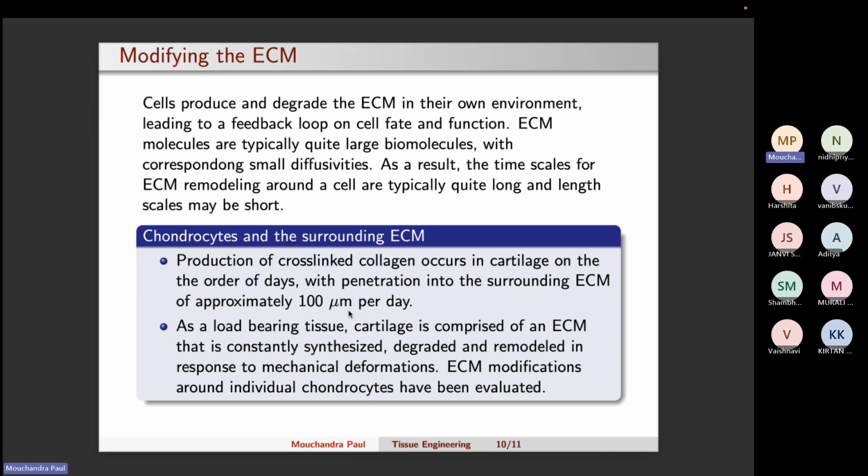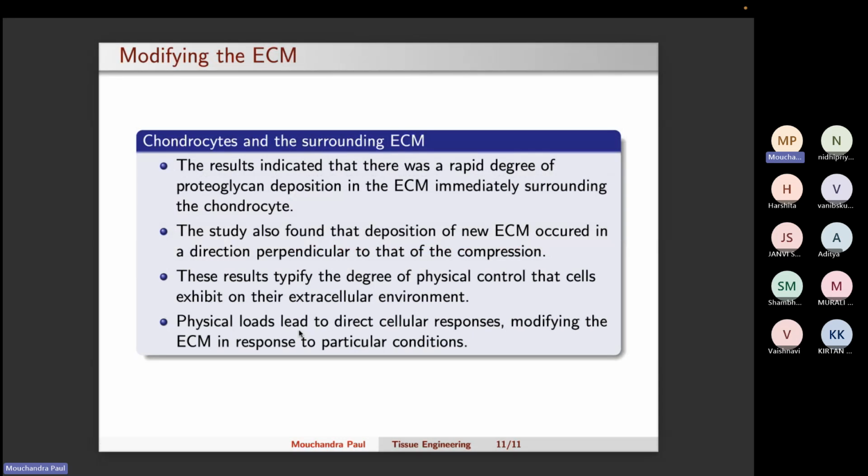So people have evaluated how the ECM modification takes place around a single chondrocyte cell. Their results show that there is a rapid degree of proteoglycan deposition in the ECM immediately surrounding the chondrocyte. Proteoglycan is another ECM component found in the cartilage tissue, and the rate of synthesis of this proteoglycan is quite rapid. It is happening quite fast. The deposition of the new ECM always occurs in the direction perpendicular to that of the compression. So suppose some kind of injury has happened on the cartilage, and just perpendicular to that direction the proteoglycan is synthesized and deposited.